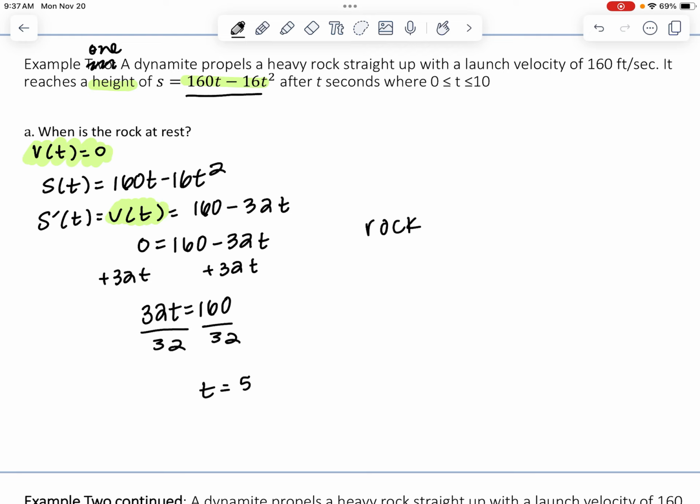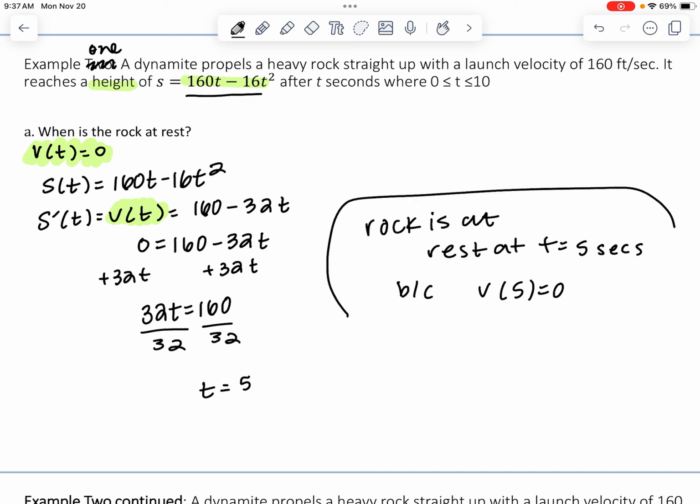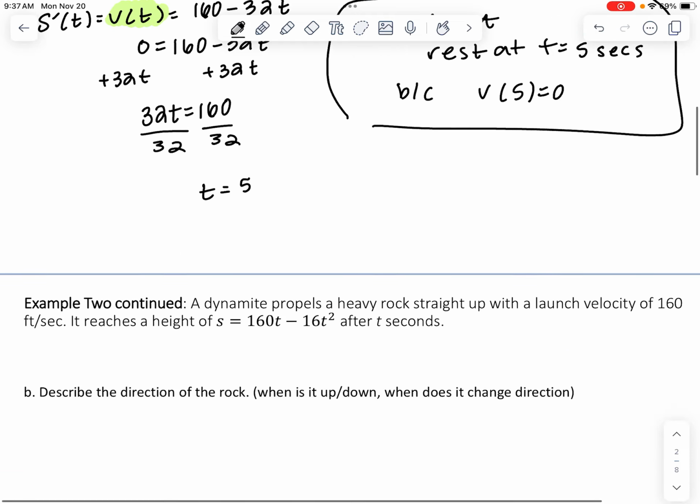And so the rock is at rest at t equals 5 seconds, because v of 5 equals 0. So you've got to give a little explanation for all of these. But the rock is at rest at t equals 5 seconds because the velocity at 5 equals 0. So we're going to continue this problem with a part B and a part C.